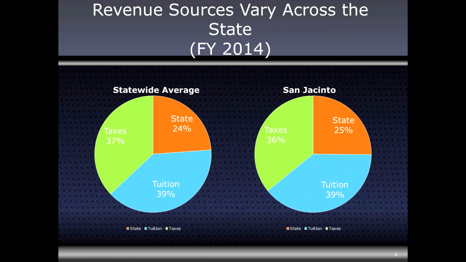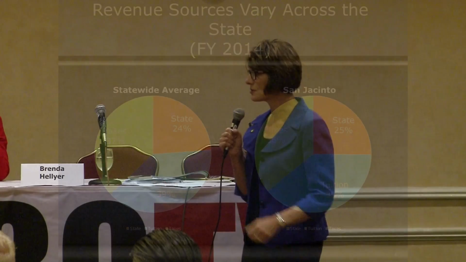And while we have the three main sources of funding revenue, when you look at these next slides, you'll see that our makeup is different. So this shows you the statewide breakdown between tuition and fees, property taxes, and then state appropriation, and it compares it to San Jacinto College. And you can see, and this comes from our annual audits, San Jacinto College is pretty much in line with where the state average is.